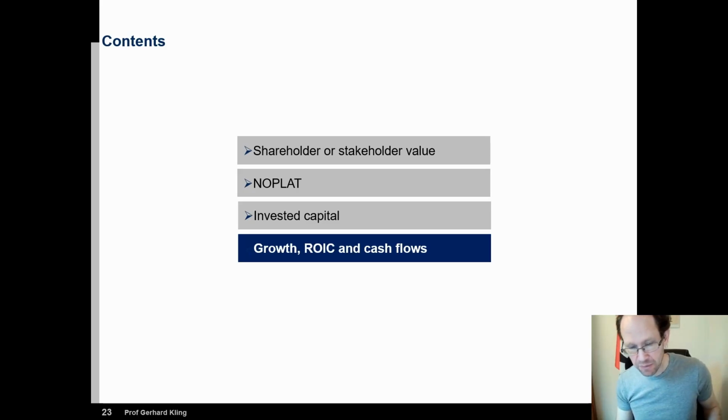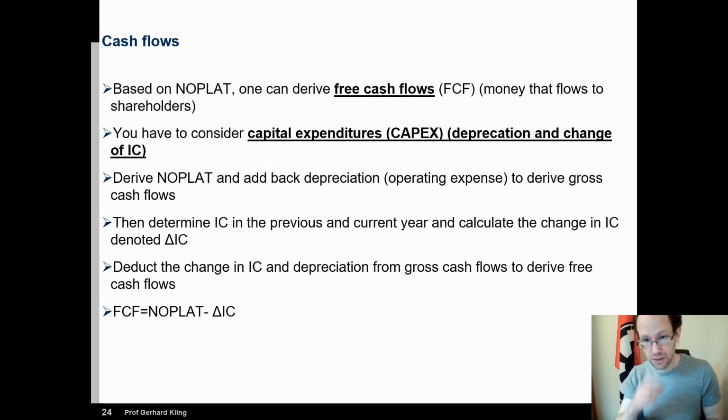Welcome back. Now I will talk about value drivers, which refers to revenue growth and return on invested capital and cash flows. Because at the end of the day, when we do valuation, we want to focus on future discounted cash flows. So we somehow have to relate the cash flows to your profitability and revenue growth. So how do we do this in this particular case?